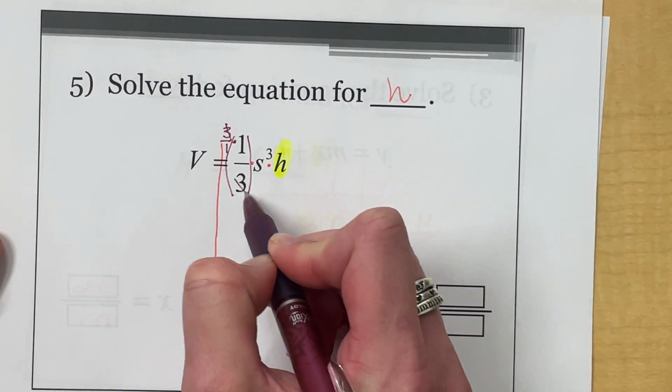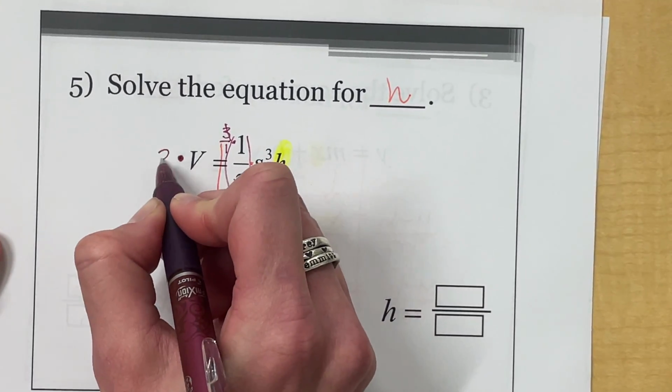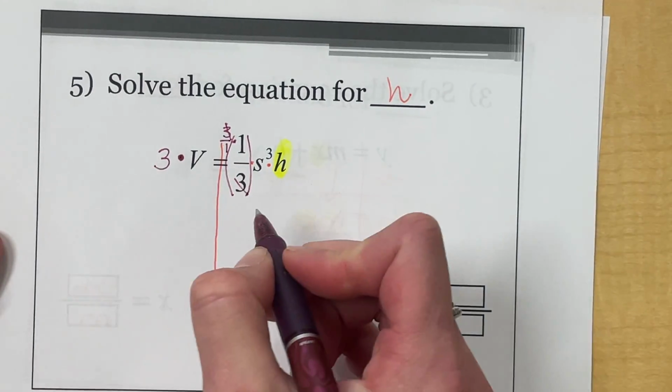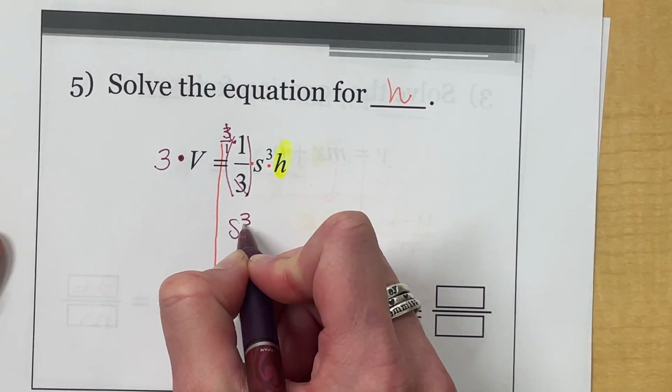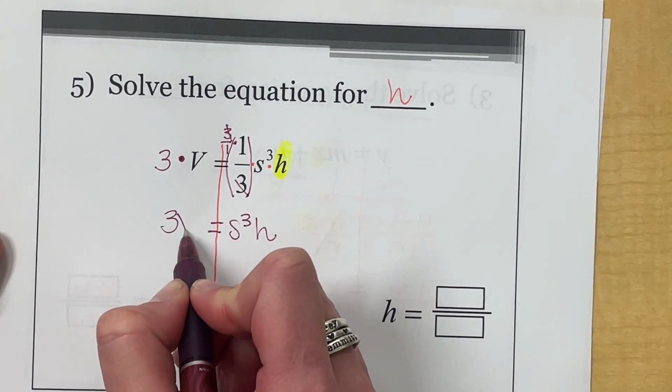That causes everything to cancel there. What I do on one side, I have to do on the other side, so I am multiplying the other side by 3 as well. So I am left with s to the 3rd power h on the right side, and on the left side is 3v.